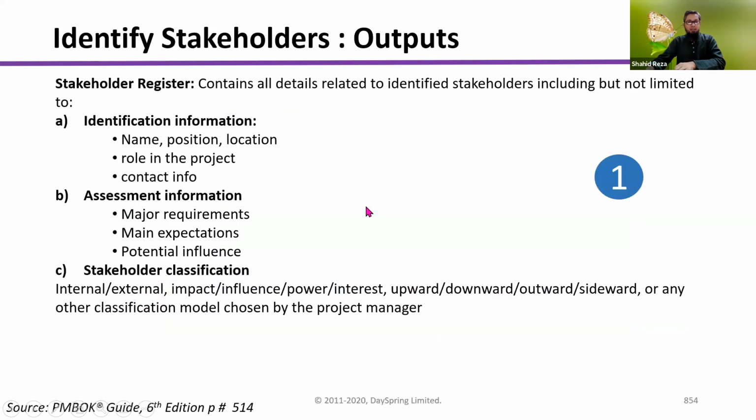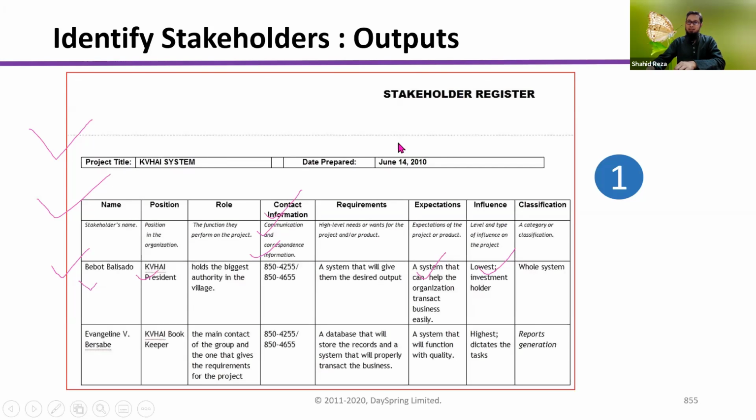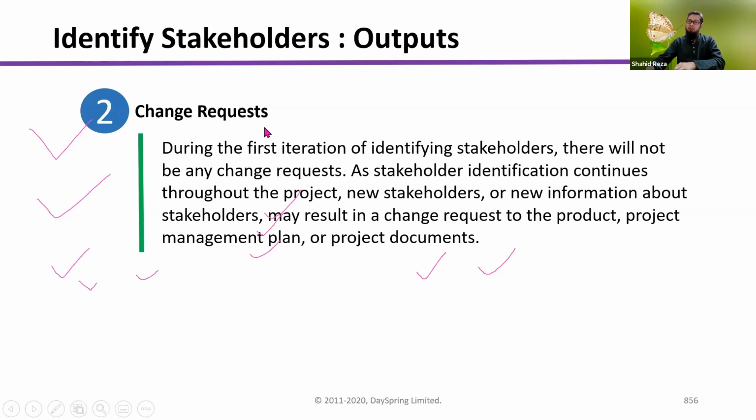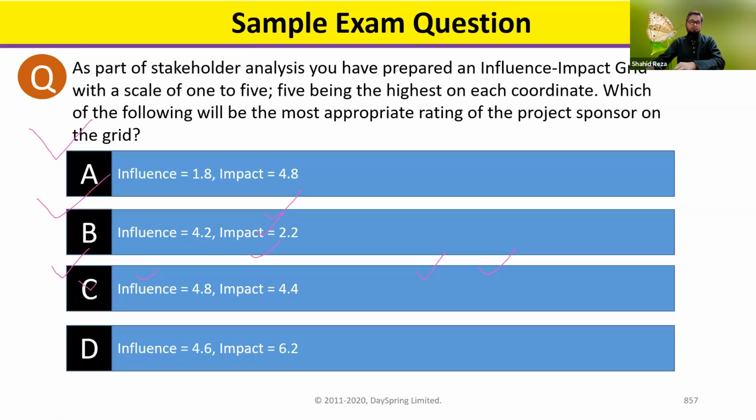Meetings will be another tool, and we have already seen the stakeholder register. What are the contents of a stakeholder register? One is identification information, then assessment information: requirement, expectation, influence. And classification, whether they are internal or external, or you can use any kind of classification, such as upward, downward, and so on. That is the discussion of your requirement. Here is also a template with some examples, so you can see this. And change requests will not come in the first iteration. In the second or third iteration, they will come.